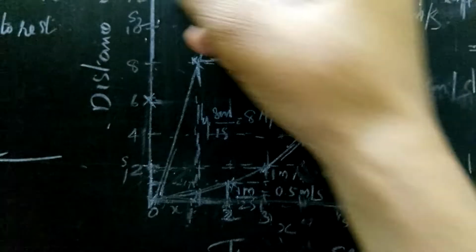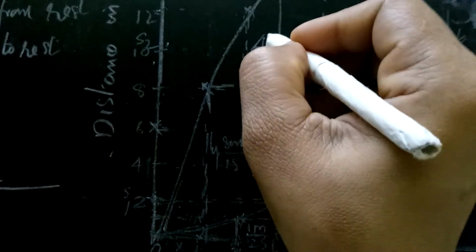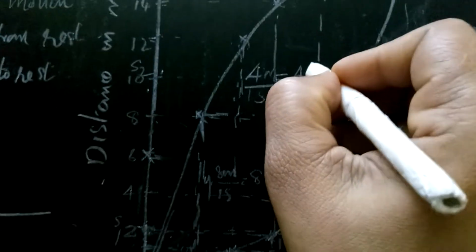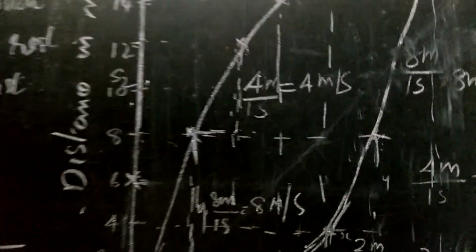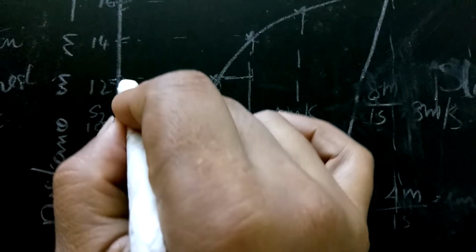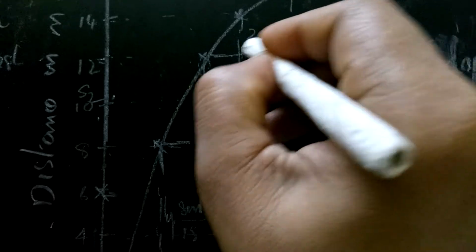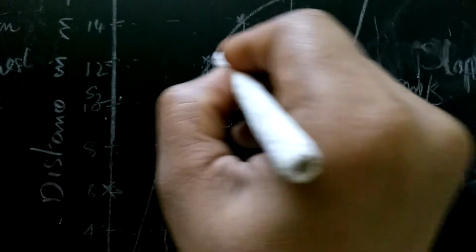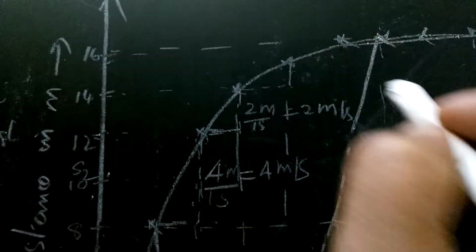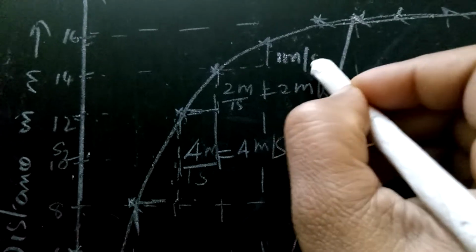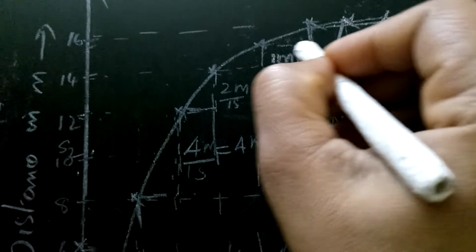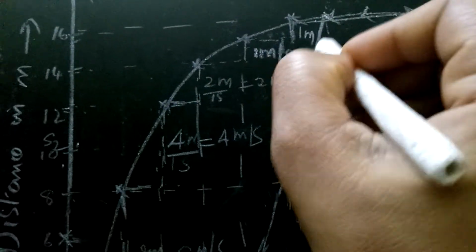Next second, this is the triangle. Here the distance is 12 minus 8, that is equal to 4 meter, divided by 1 second, so you will get 4 meter per second. The next one, the small triangle, here it is 14 minus 12, that is 2 meter divided by 1 second, so 2 meter per second. And here it is only 1 meter per second. Here also again, 15 to 16, 1 meter in 1 second, so 1 meter per second.